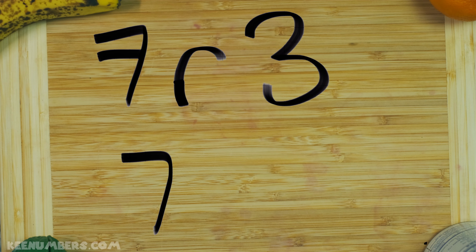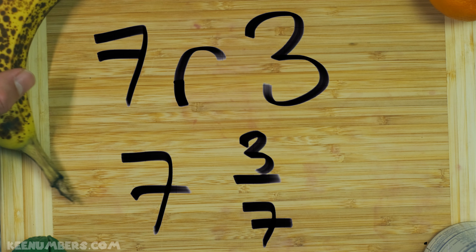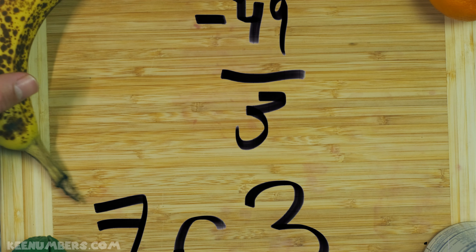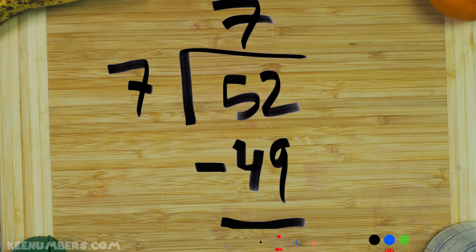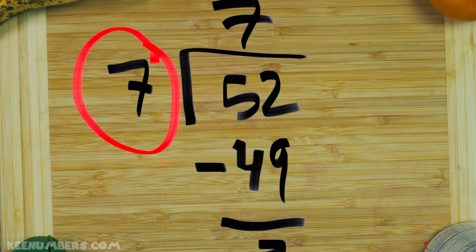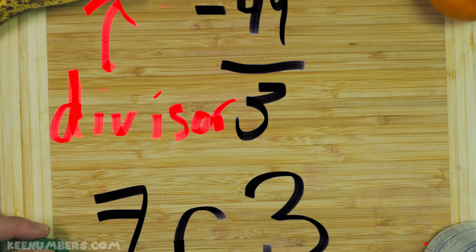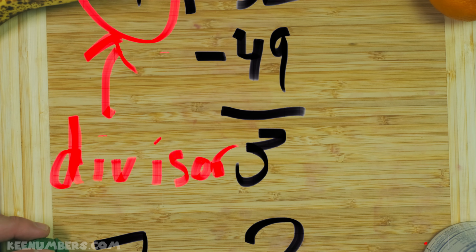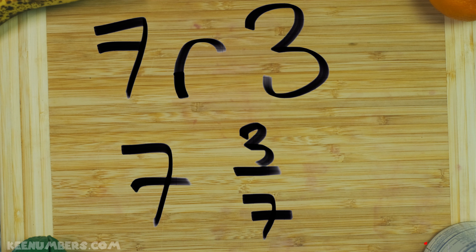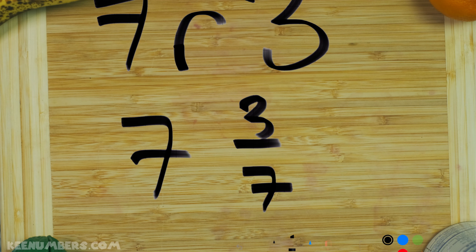Now you can also write that as 7 and 3/7. You take the remainder and you divide it by the divisor. This guy, that's the divisor. D-I-V-I-S-O-R. That's the divisor. So you've got 7 and 3/7, or you can just say 7 and a remainder of 3. Either one is acceptable.